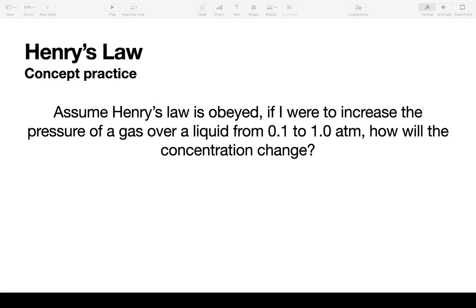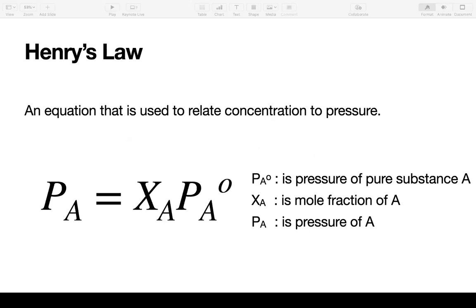Let's go to the next slide. I don't think this is Henry's law anymore. I think this is Raoult's law. So yeah, not Henry.